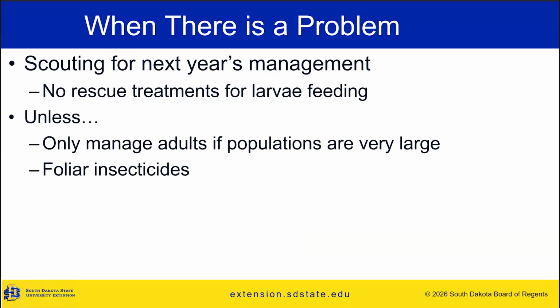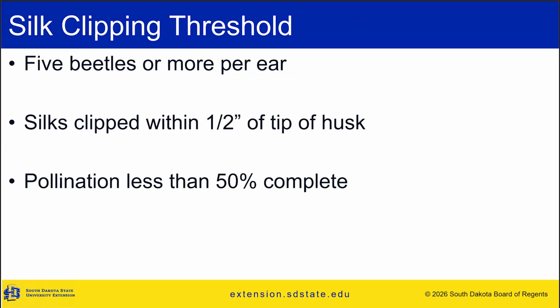And so if you do have issues, though, foliar insecticides are the option. With the adults, the big issue is either feeding on the tassels or feeding on the silks. It takes quite a few beetles. The threshold's 5 beetles or more per ear, and your pollination's less than 50%, and silks are clipped to within a ½ inch of the tip of the husk, and that warrants a spray. So ideally, we don't get to that level. Hopefully, the rootworms don't take off here in the next year, but into 2026, it's hard to say. We did see pretty normal numbers in 2025, so chances are they are going to show up and be a bit of an issue for us.